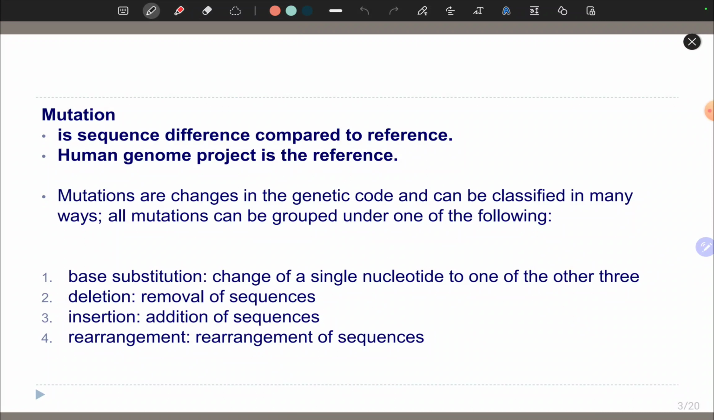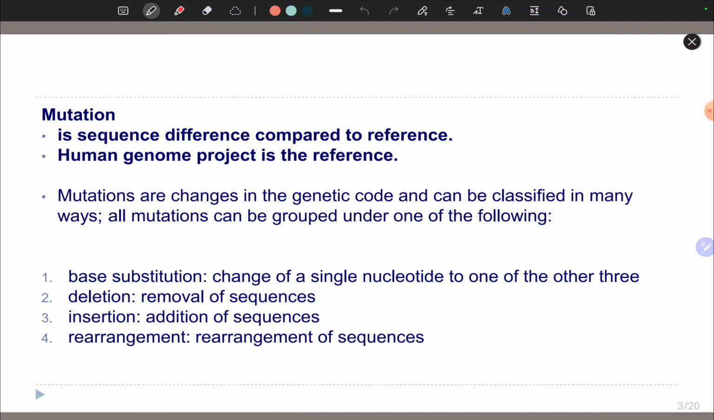That genome project, when it was finished, the first draft, was considered to be the reference genome. So we consider it as the normal or reference genome. So any deviation, any change, you compare it with that reference genome, and if it's not the same, that's mutation. So this is not an absolute statement, it's relative, you can argue about it, there's no doubt about that.